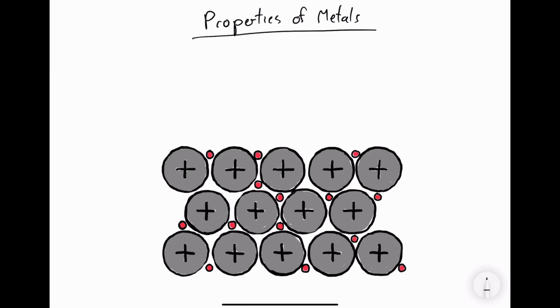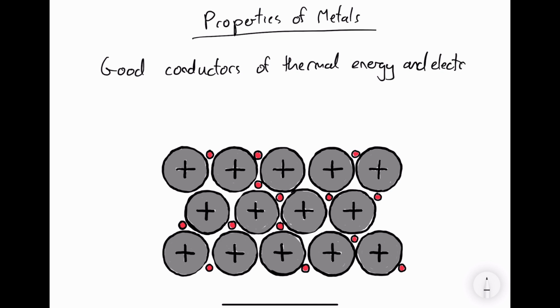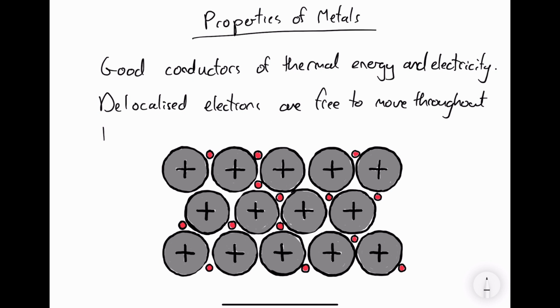Metals are also good conductors of thermal energy and electricity. And this is because the delocalized electrons are free to move throughout the giant lattice. So the electrons can transfer charge and form an electric current, and they can also transfer thermal energy along the metal quickly when the metal is heated.